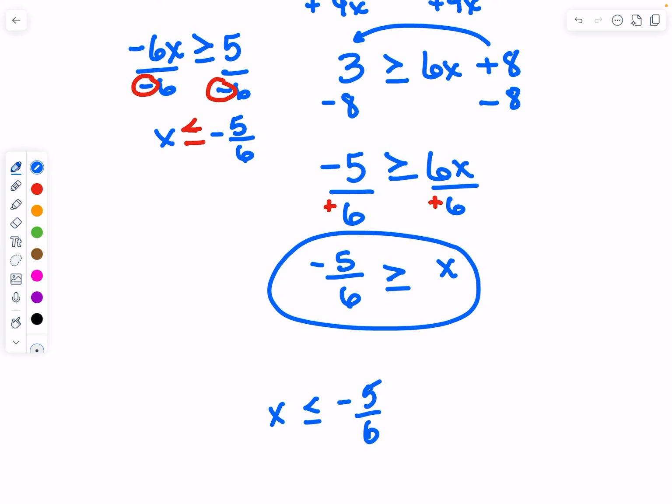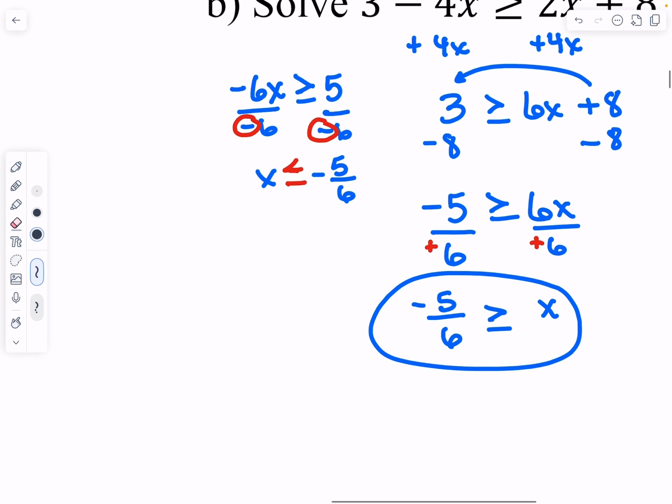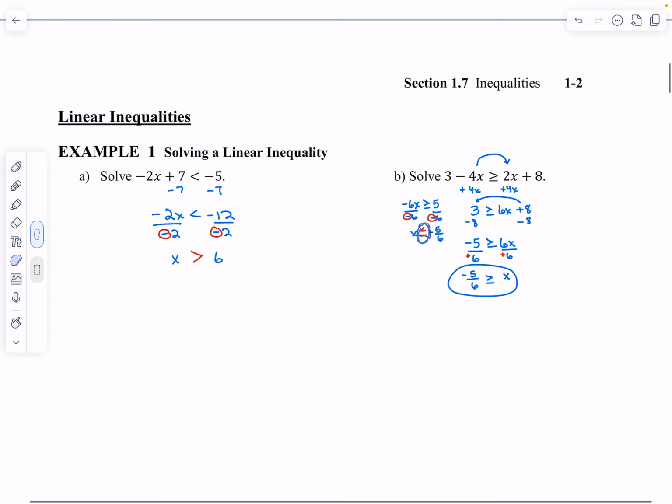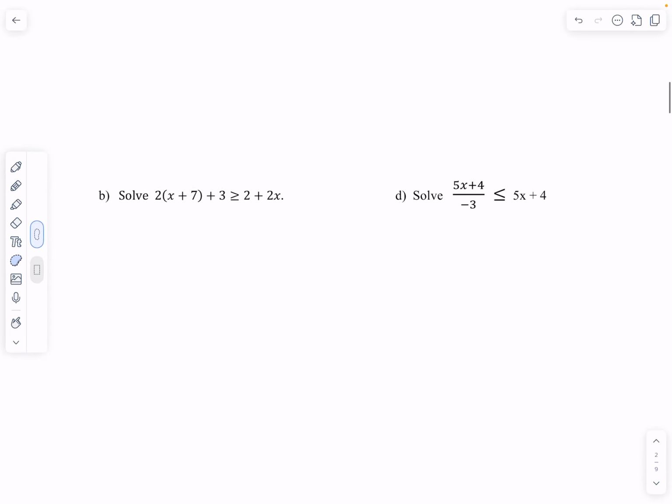Okay, so when you do the choo-choo train, you're going to wind up with the exact same answer. It's just the inequality looks backwards. Okay, and when we graph these guys, as long as my letter is on the left-hand side, my graph is going to point the way that my inequality is going, and we're going to work some of those. Let's do two more.